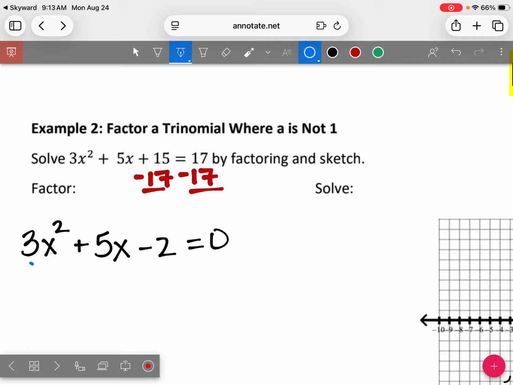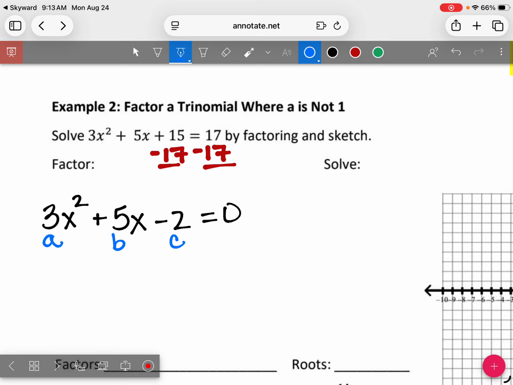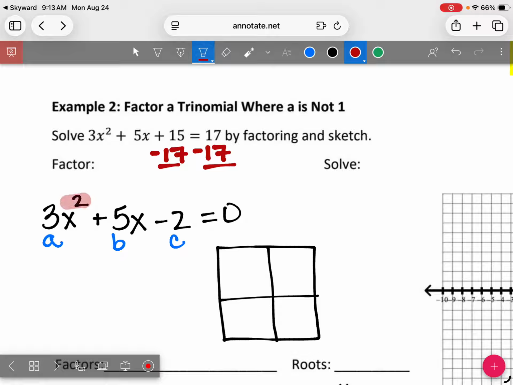So we have our A, our B, and our C. So does everyone see how A is not 1? What's the first number? 3. It's not 1. So let's make our box. Let's set up our box. And remember, this is going to go here. And the C has to go here. That's important. So I'm putting my 3x squared here and a -2 here.